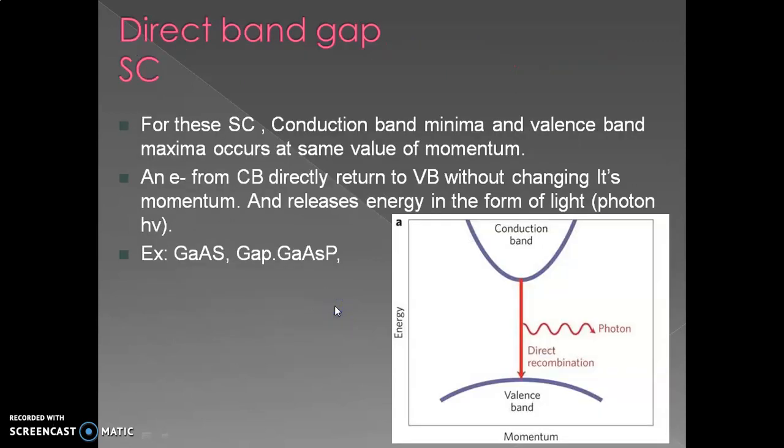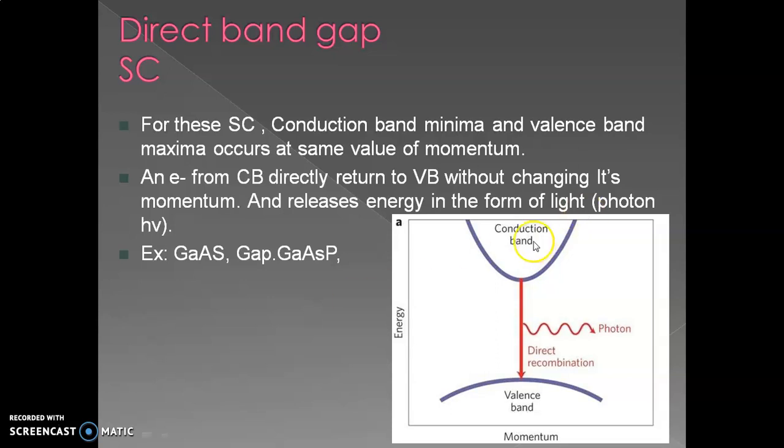In a direct band gap semiconductor, the minimum of the conduction band and the maximum of the valence band occur at the same value of momentum. An electron from the conduction band directly returns to the valence band without changing its momentum and releases the energy in the form of light, which is called a photon. That is called a direct band gap semiconductor.